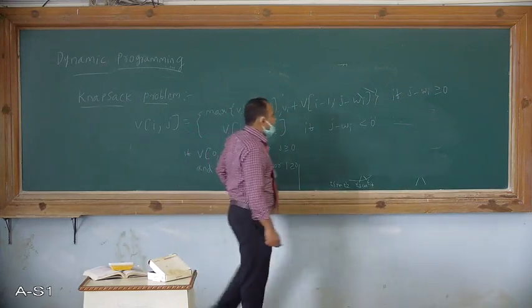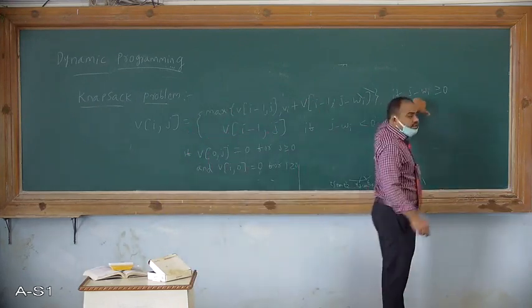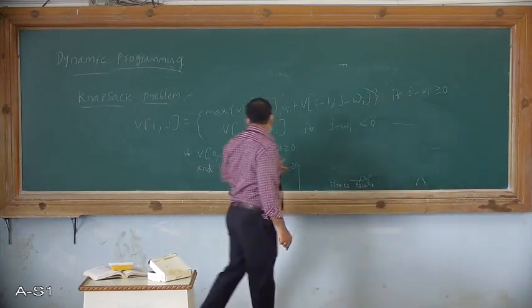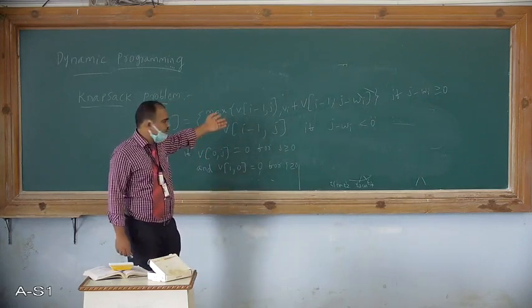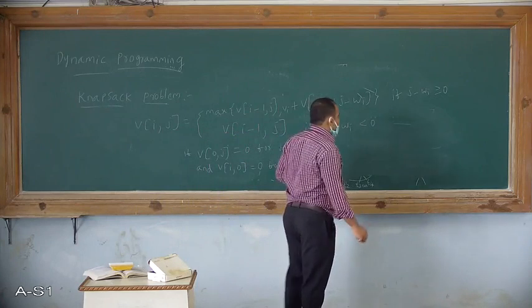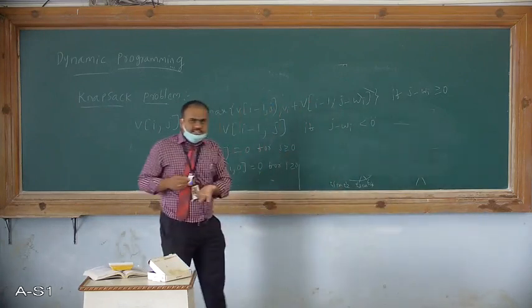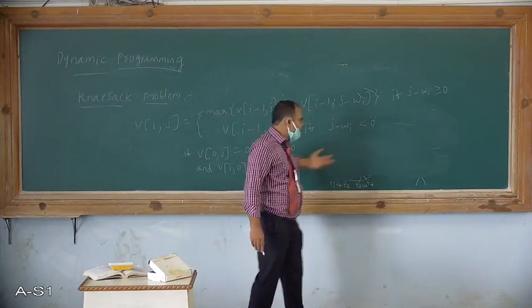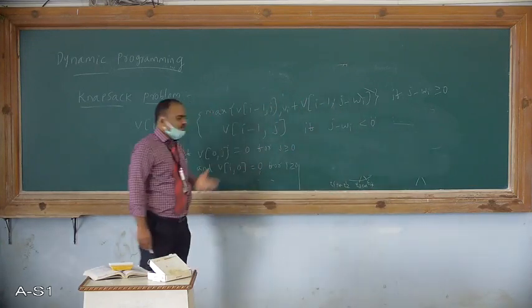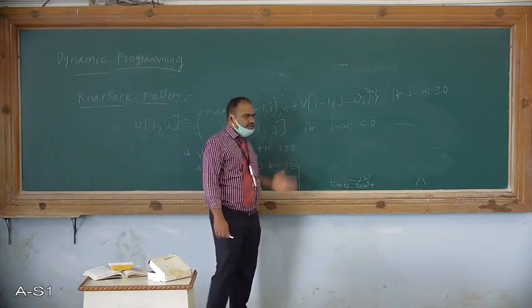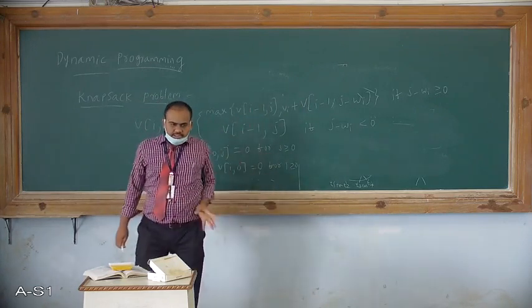So if the weight condition holds, j minus wi is greater than or equal to 0, then we will apply this formula: max of V of i minus 1 comma j, comma, v i plus V of this formula. Otherwise, in the reverse case, if j minus wi is less than 0, in that case what we will do? V of i minus 1 comma j. This formula we will be applying in that case. So these two are the cases.